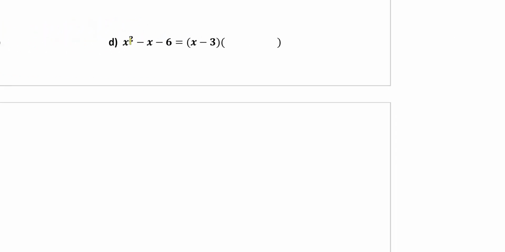All right, so for letter D, there's an x squared here. So x times what would give you x squared? So that has to be an x there. And then look at the negative 6. Negative 3 times what would give you the negative 6? Well, in order to get a negative 6, this has to be positive, and 3 times 2 would give you the negative 6 there. All right, so that concludes question number 5. Not too bad.